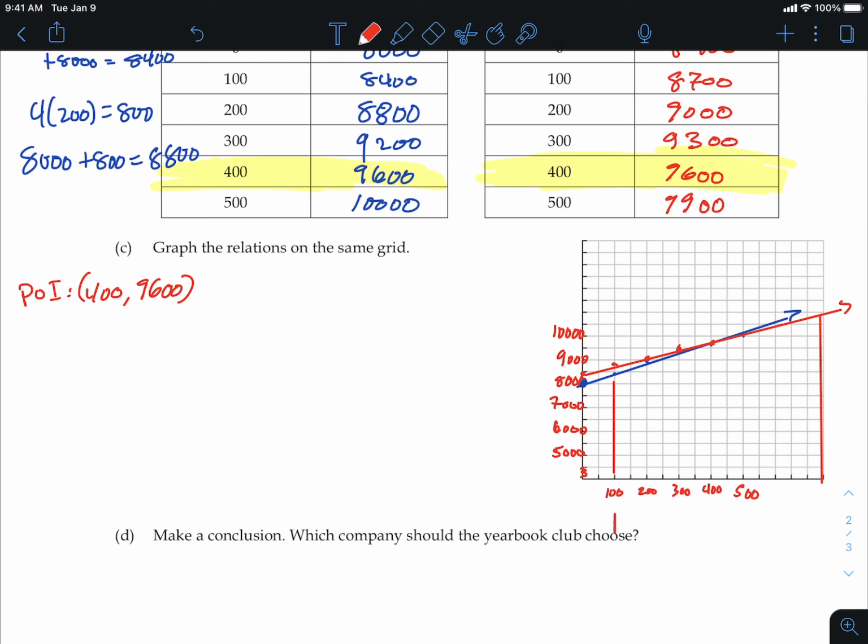What I was getting at with the word this is, in the middle there's a tipping point, isn't there? The tipping point is your point of intersection right here. So if I order 400 books, doesn't matter if I'm KC or Sydenham, it doesn't matter which company I go with because the price is the same. That's the point of intersection.